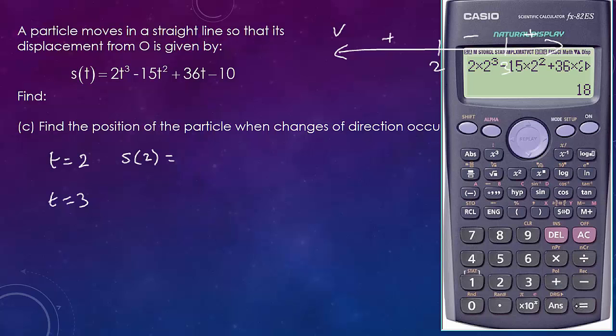So that's 18. So that would be 18 meters. And then we want s of 3. Well, we can just go back and edit the 2's into 3's in here. So let's change those. And that gives me 17 meters. So s of 3 is 17 meters.